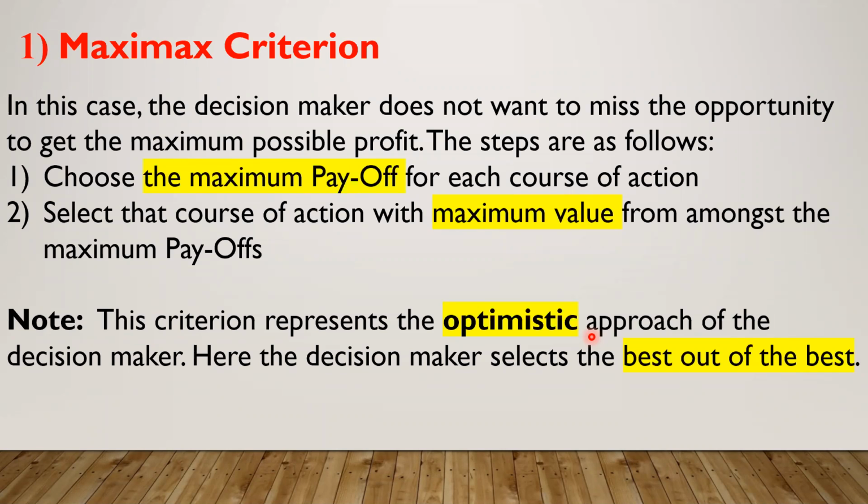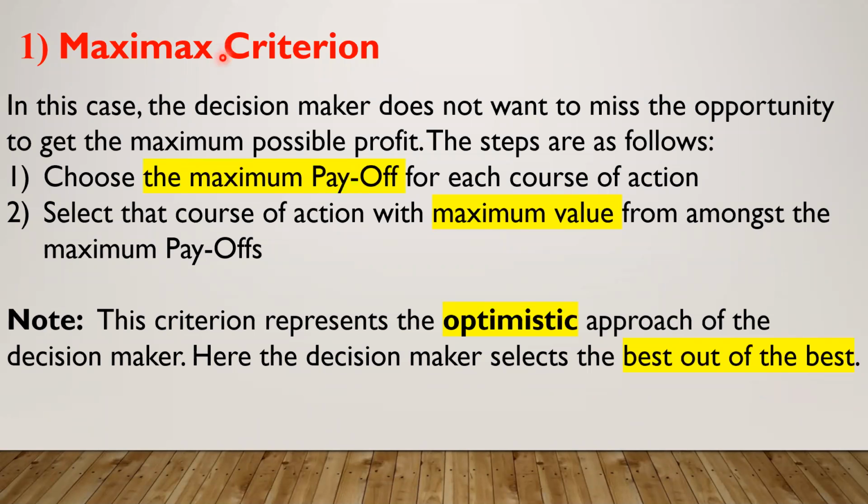He will always select the best out of the best. He expects that he will get the maximum profit only. So he selects the maximum of the maximum profit. That is why the name Maximax is given to this criterion. So this criterion represents the optimistic attitude or optimistic approach of the decision maker. Here the decision maker selects the best out of the best. So he selects the maximum, that means the best, and from that maximum also he selects the maximum.